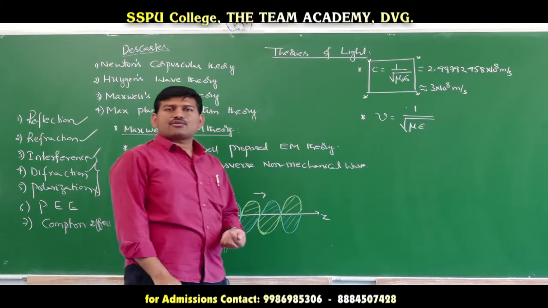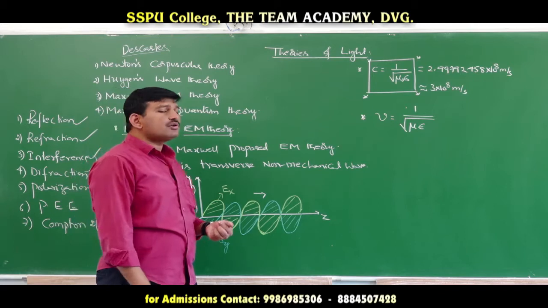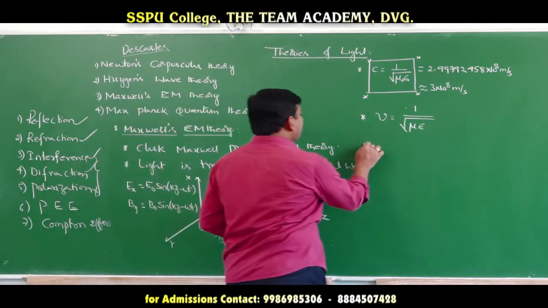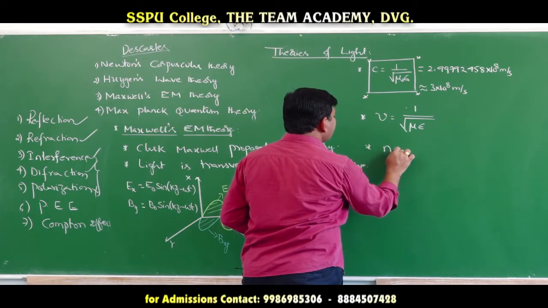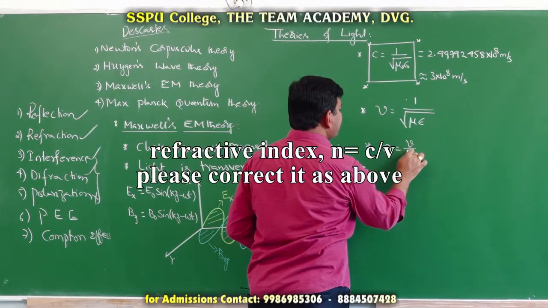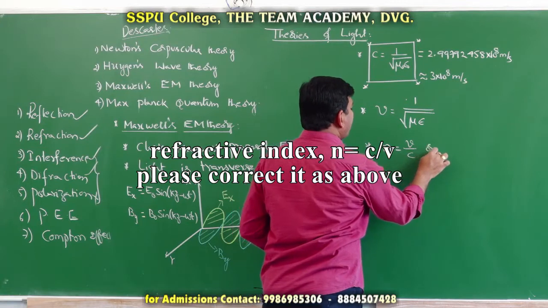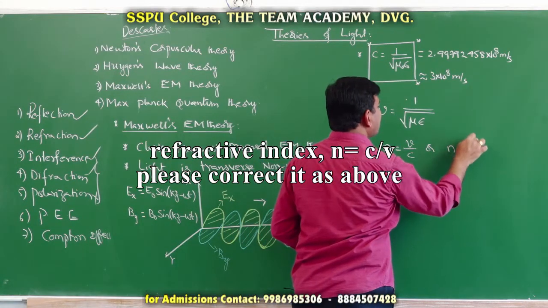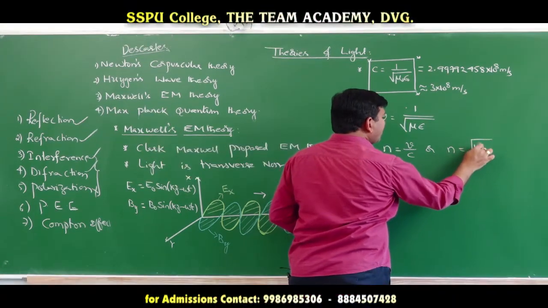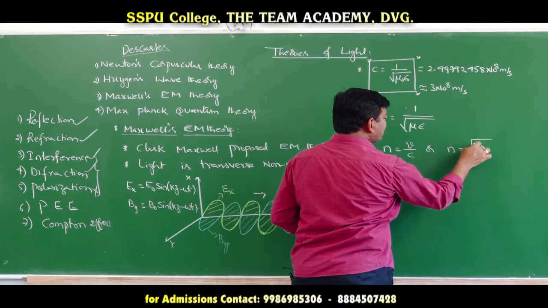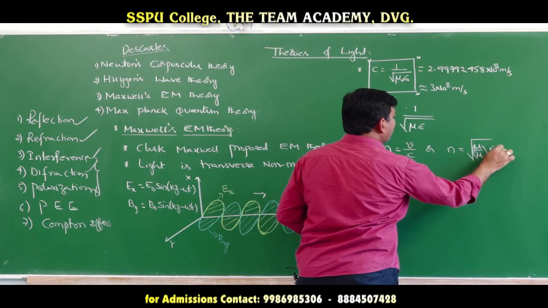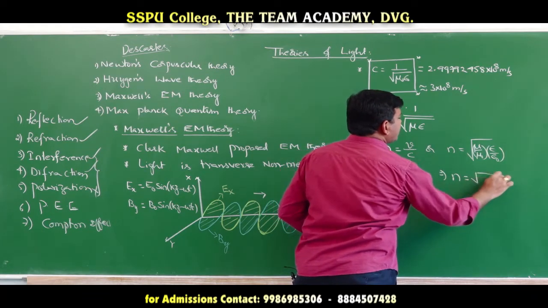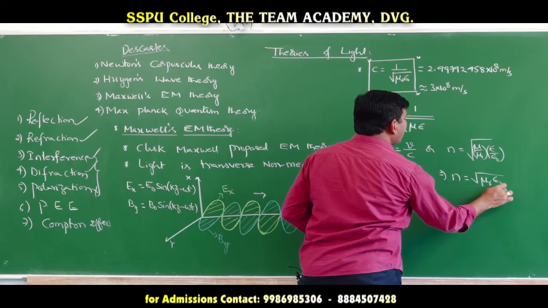Using this electromagnetic wave theory, we are able to find the refractive index of the given optical medium. The refractive index of the given optical medium is given by n = c/v, or according to these two, n = √((μ/μ0)(ε/ε0)), or else I can say that the refractive index of the medium is equal to √(μr εr).